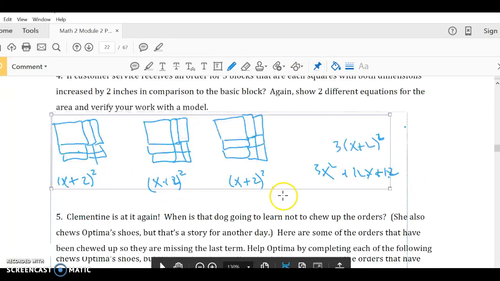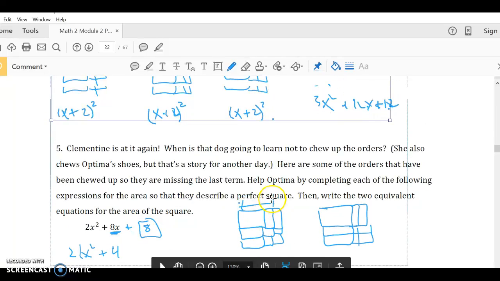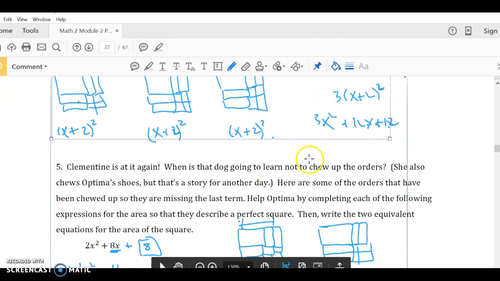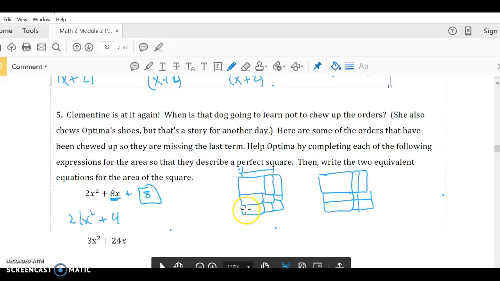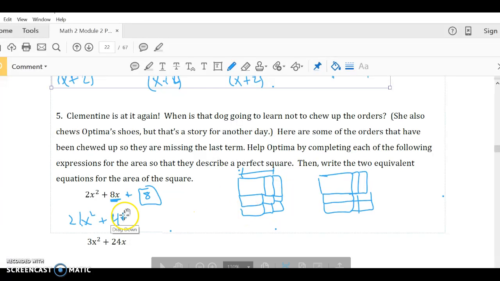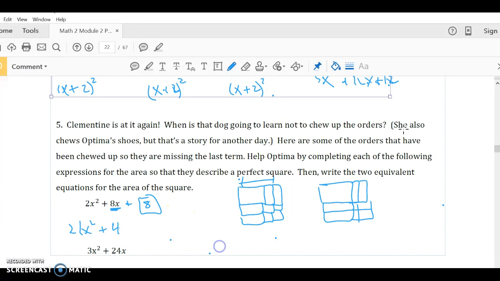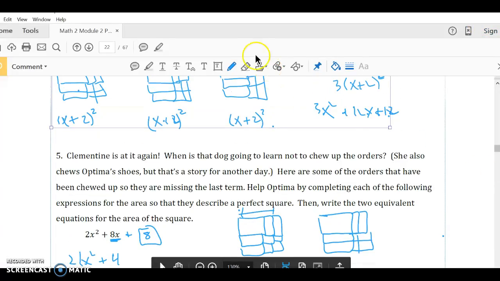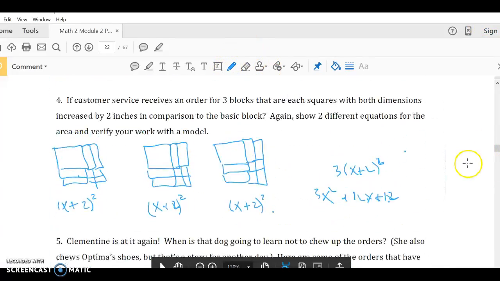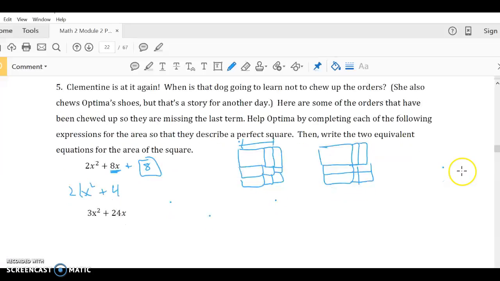Oops, sorry. Why is this acting goofy? All right. I do not know why that's happening. So let's try this again.